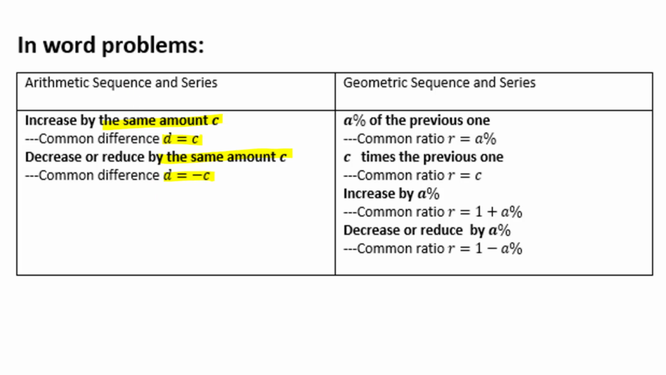When you see the following words, it will be a geometric sequence and series. 8% of the previous one: common ratio equals 8%. C times the previous one: common ratio equals this C. Increase by 8%: then common ratio equals 1 plus 8%. Decrease or reduce by 8%: common ratio R equals 1 minus 8%.